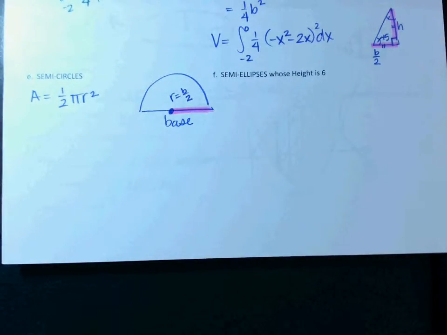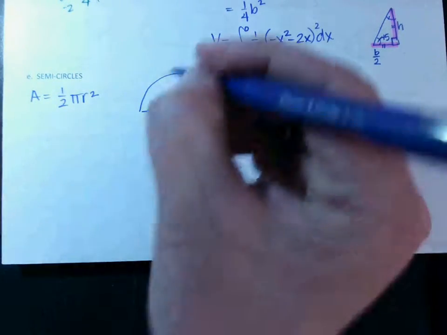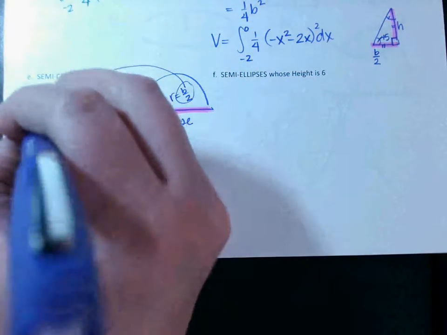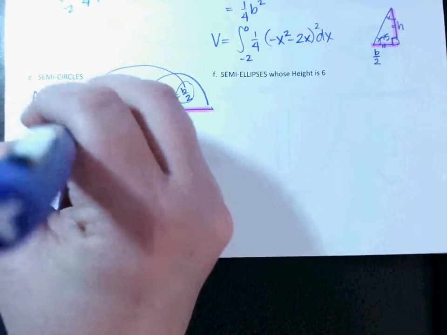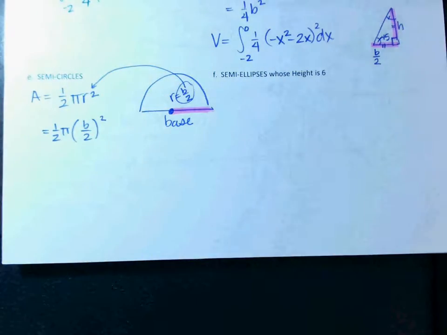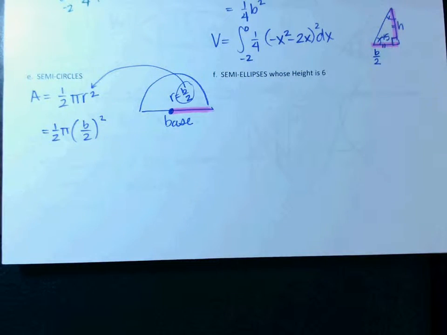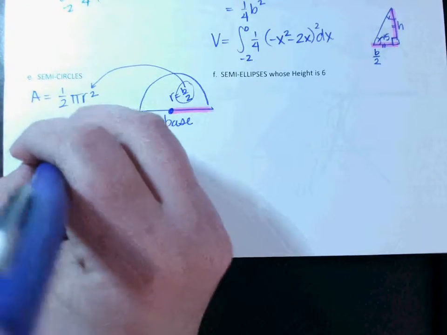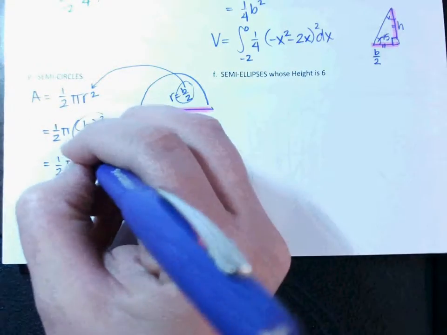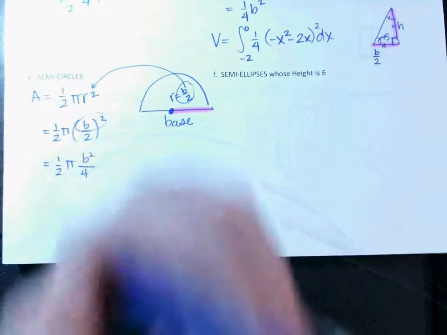Because instead of being all the way across, it's only halfway across. That's what I'm going to substitute here. So it's going to be 1/2 pi base over 2 squared, where base over 2 is standing for my radius because it's halfway across. Okay, then from there, I have a half pi, and then I have to square the top, that's a b squared. I have to square the bottom, that's a 4.